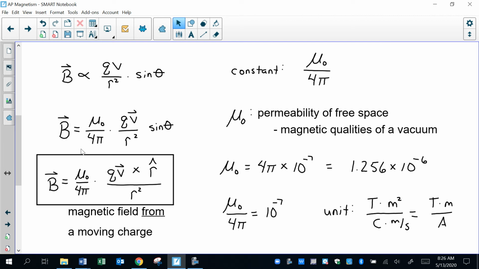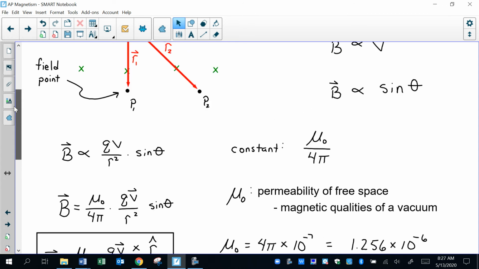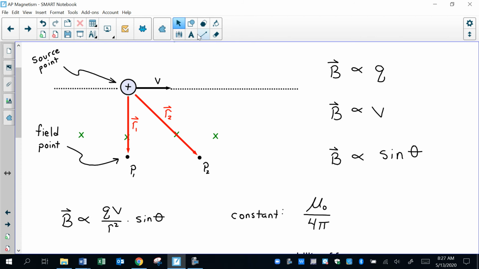So this sine function is telling us about that cross product. Here's the problem. The cross product has to be between v and r, but they're not multiplied, they're divided. But I still need their orientation relative to each other. I still need it to be perpendicular. Let me show you what I mean if I go up here.